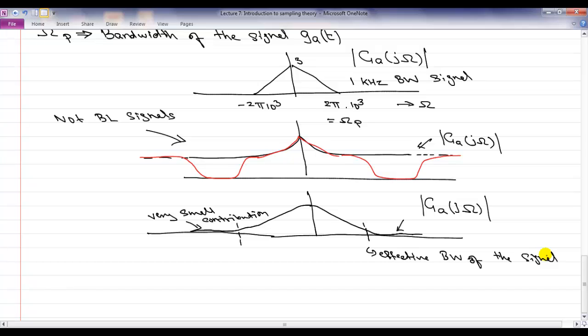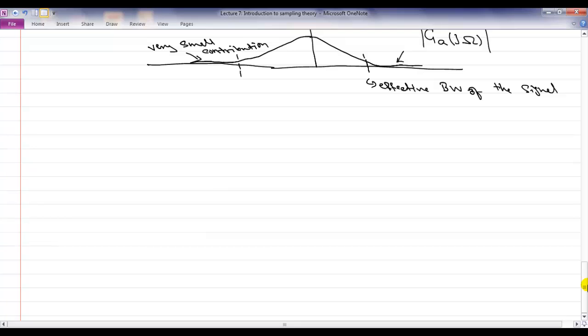So in reality, we have these kinds of signals. For developing theory, what we are forced to work with is perfectly band limited signals. When I say band limited for theoretical purposes, it means that the signal has no higher frequency above a certain range.